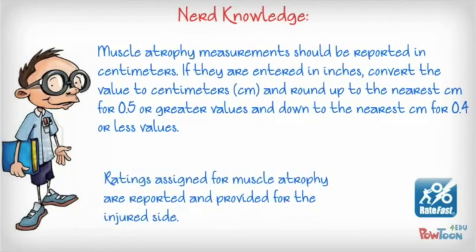This next section is just some detailed thoughts I wanted to bring up. Make sure they're in your mind when you're thinking about muscle atrophy. The first one is that muscle atrophy should be measured and reported in centimeters. They are rated in centimeters. So if you get an evaluator or a report that reports the limb circumference in inches, simply convert it to centimeters by multiplying the inch value by 2.2. And if you end up with a decimal, if you get a 0.5, round up to the nearest whole number. If you get a 0.4, go ahead and round down to the nearest number.